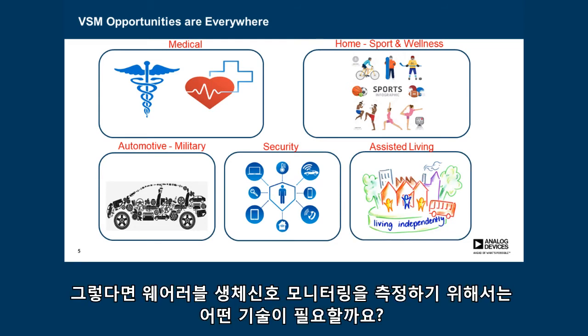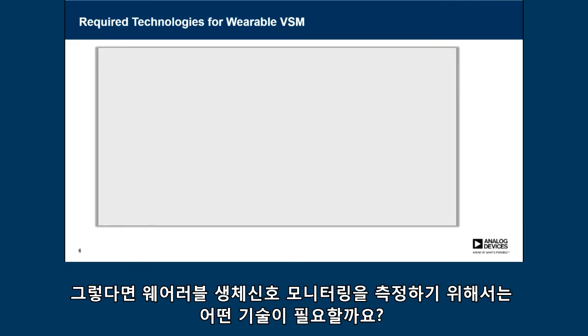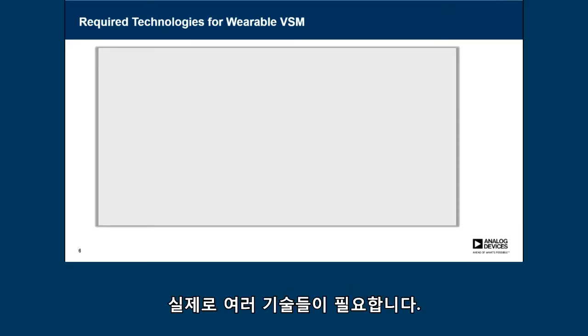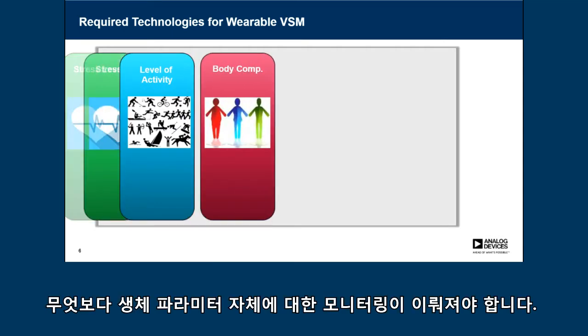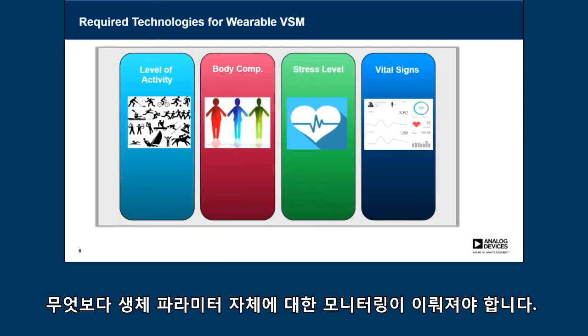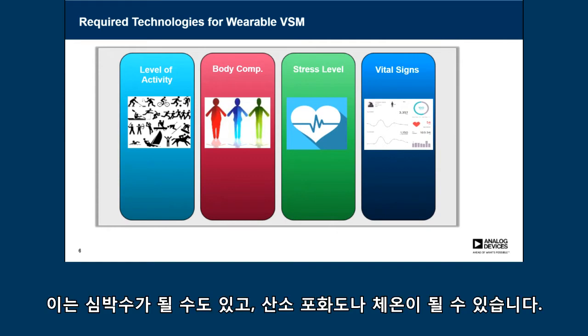What technologies do we require to measure wearable vital sign monitoring? In fact, there are different technologies that are needed. First of all, you need to monitor, of course, the vital parameters themselves. What could be heart rate, or could be your oxygen saturation level, or could be your body temperature.